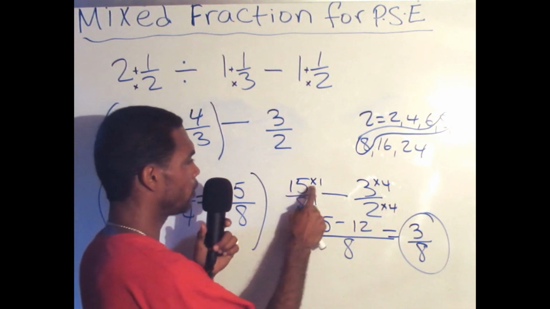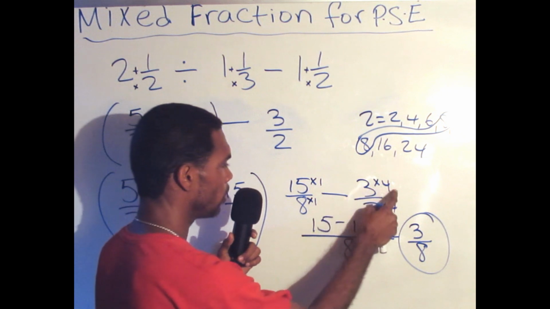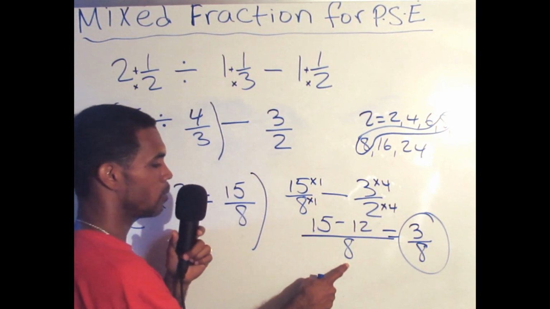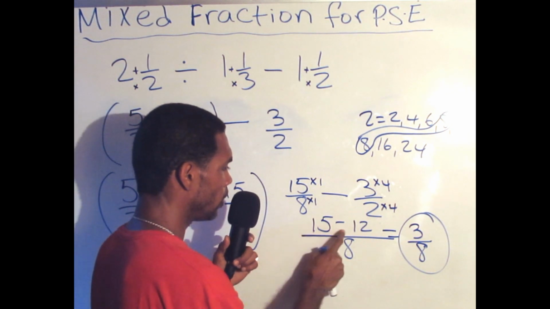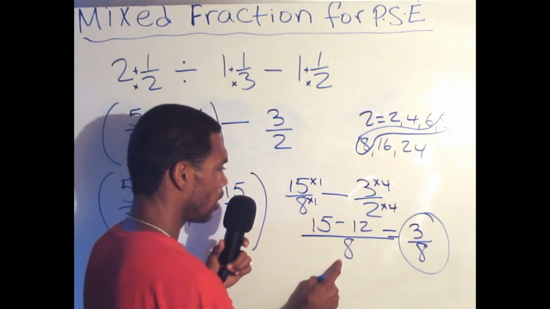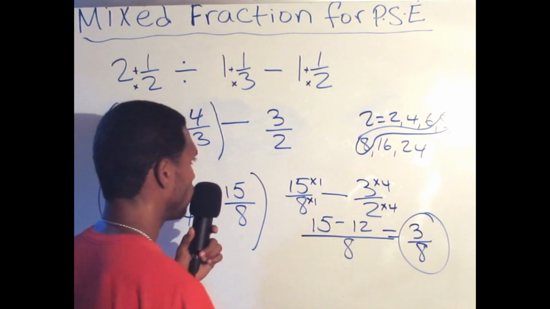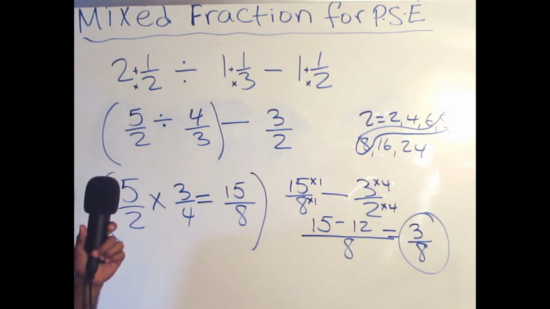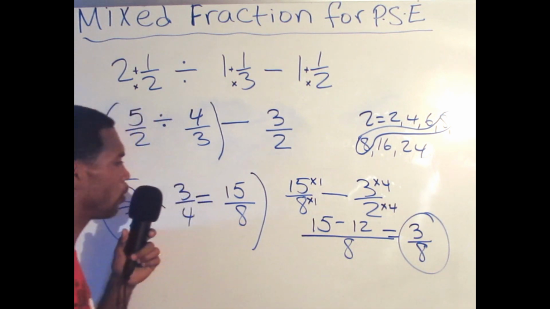Okay, so when I multiply 15 times 1, I get 15. Use my same sign, minus. 3 times 4 is 12, over my same LCM, which is 8. And 8 is the denominator. So 15 minus 12 is 3, and over 8. So my answer for this problem is 3 over 8. So 2 and 1 over 2 divided by 1 and 1 over 3 minus 1 and 1 over 2. Our answer is 3 over 8.